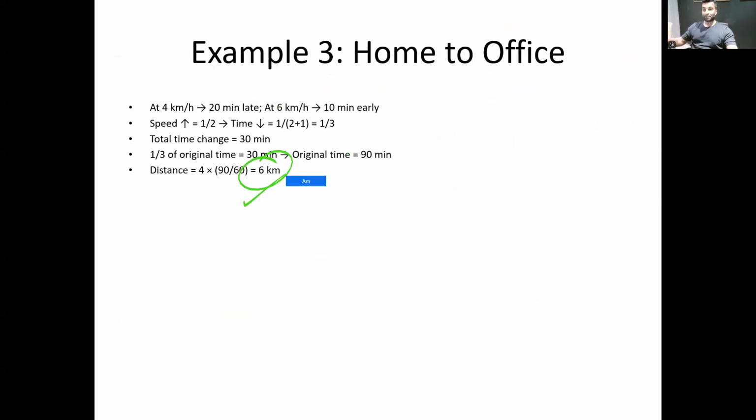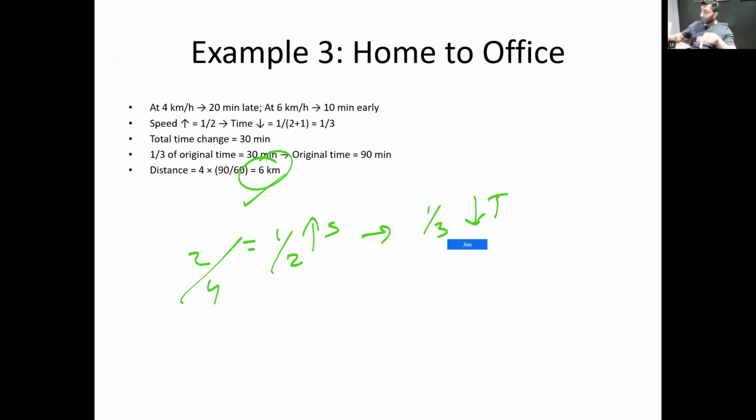That's your answer. I repeat once again. From 4 to 6, there is an increase of 2 upon 4, which means a 1 by 2 increase in speed, which will lead to a reduction in time. What should that be? 1 by 3. Now, is this given? It is given from the question, right?